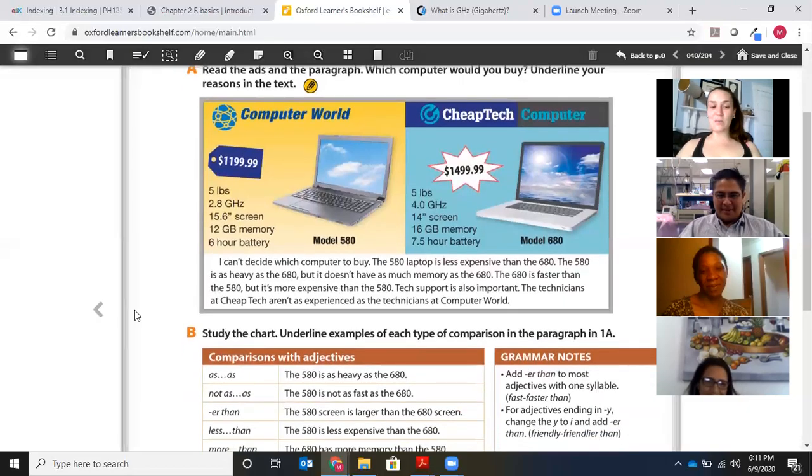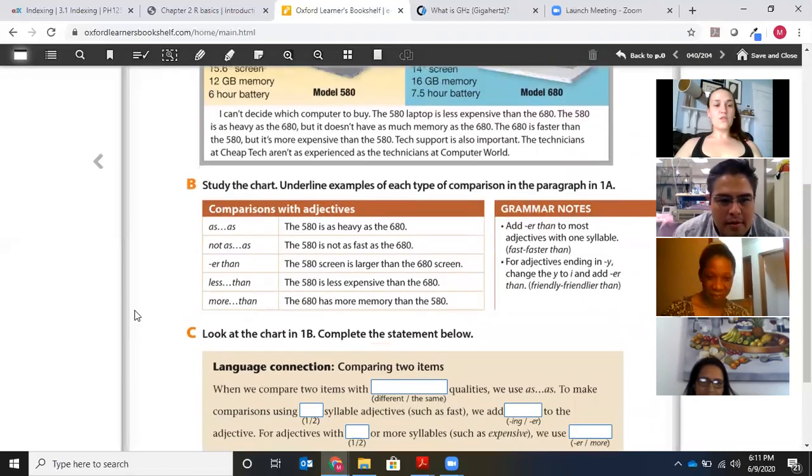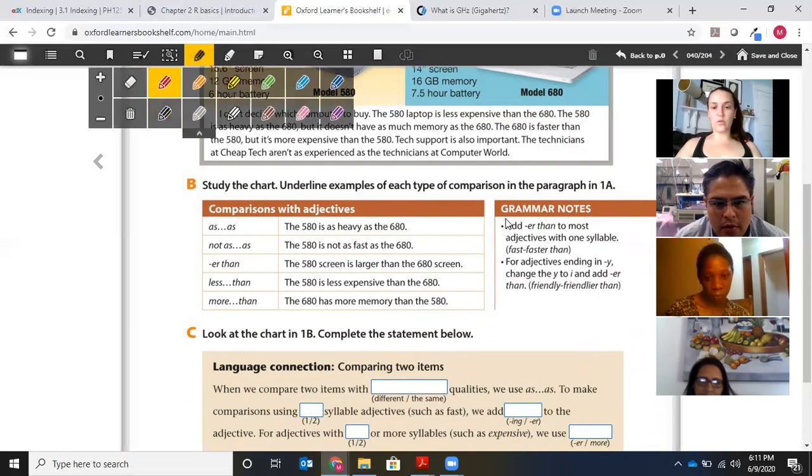I think we're good at making comparisons now. All right. So we have a couple different ways to compare things like we just talked about. And I want to go over these grammar notes really quickly, just so that we're aware of them as we go through. Okay? So when we add an -er than, so faster than, taller than, we add that to adjectives with just one syllable, right?